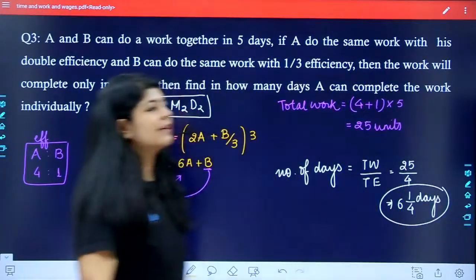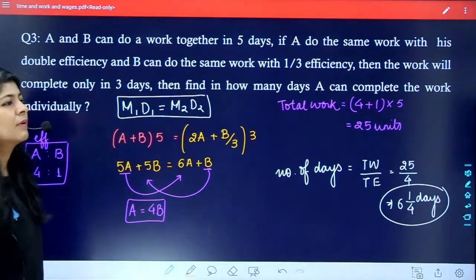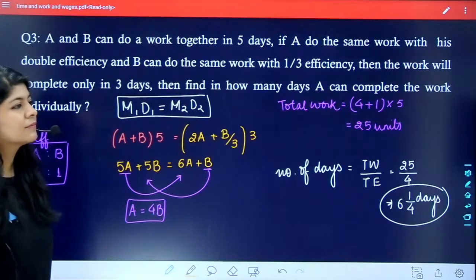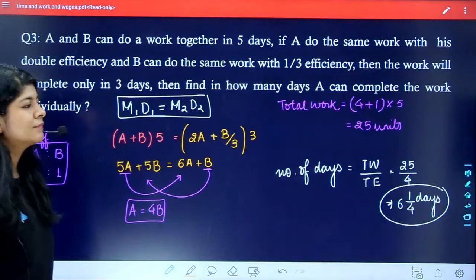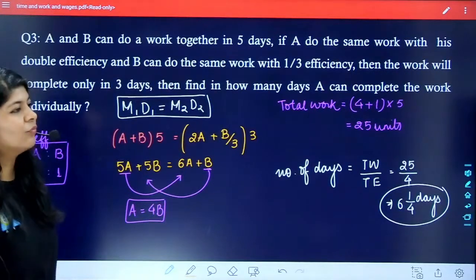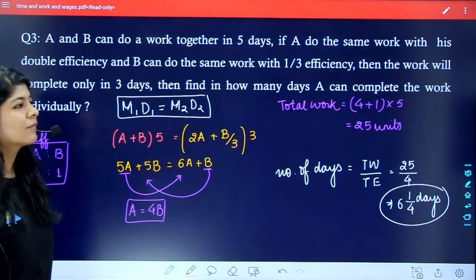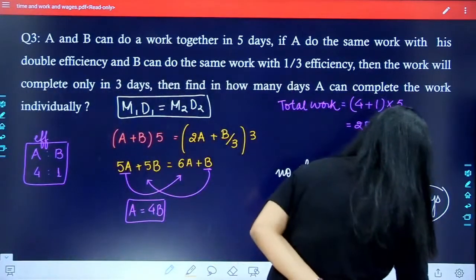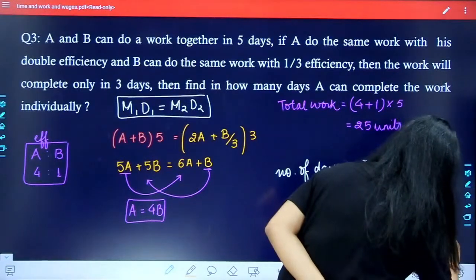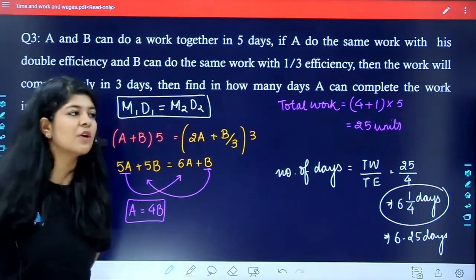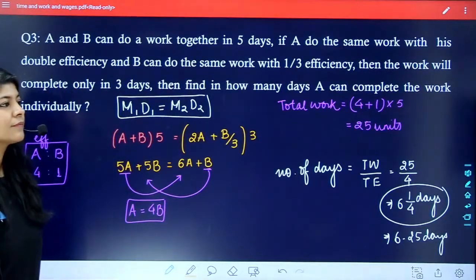6 1/4 days is my correct answer. Is it clear? Or you can write it as 6.25. Or you can also write it as 6.25 days. 6.25 days is your correct answer. Is it clear?